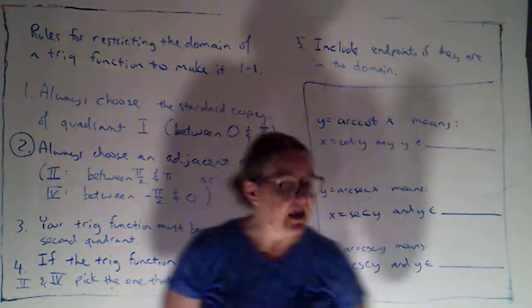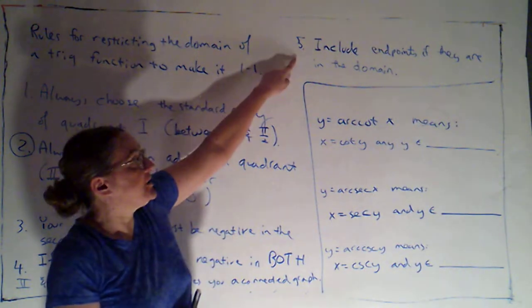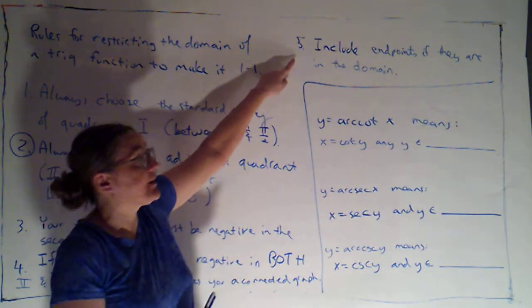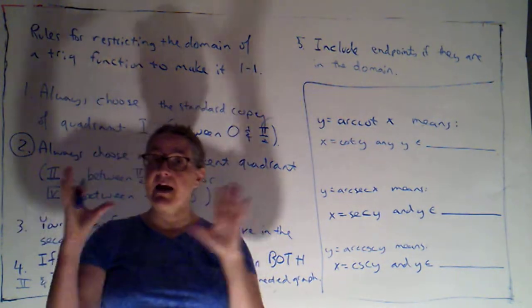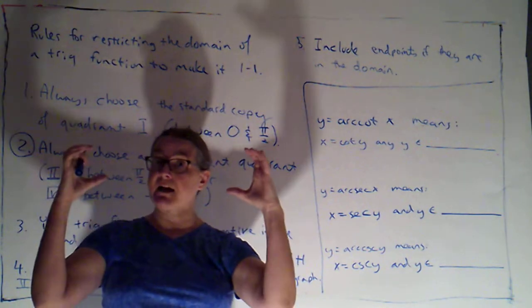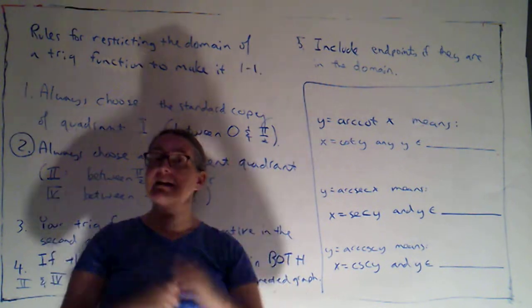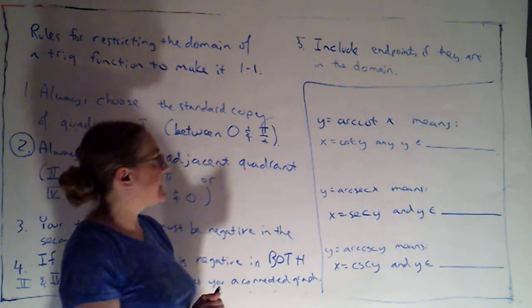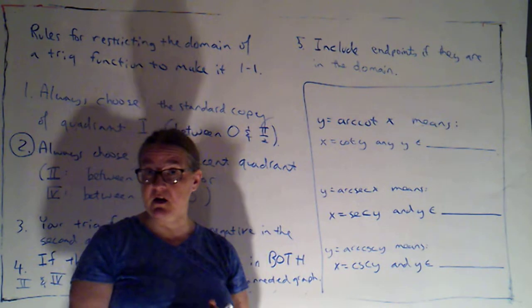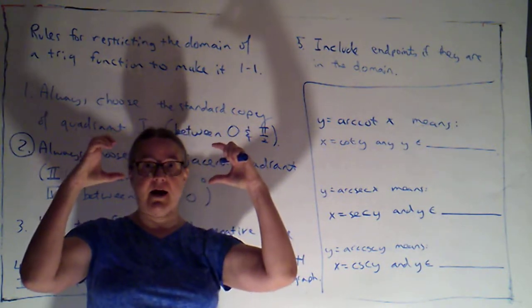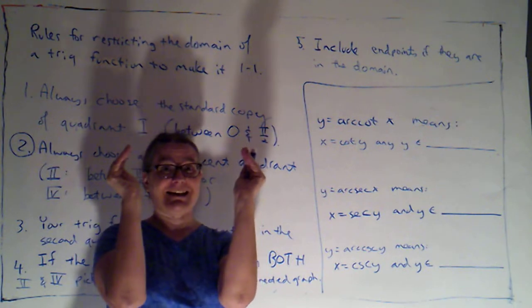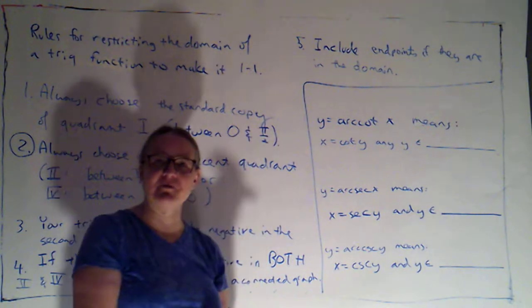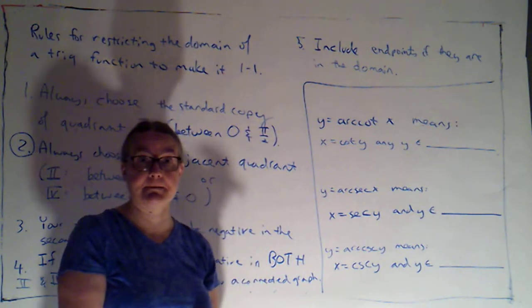Rule number 5, we're going to include endpoints if they're in the domain. So when we restricted the domain for sine and we had negative pi over 2 to pi over 2, we had brackets. We included those endpoints because sine was defined there. Same thing with inverse cosine from 0 to pi with brackets. But when we looked at inverse tangent, we said, ooh, that's not defined at the endpoints negative pi over 2 and pi over 2, so then we used parentheses.